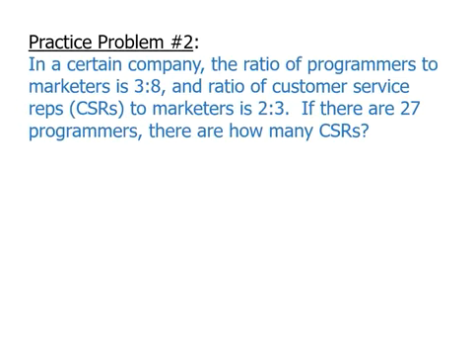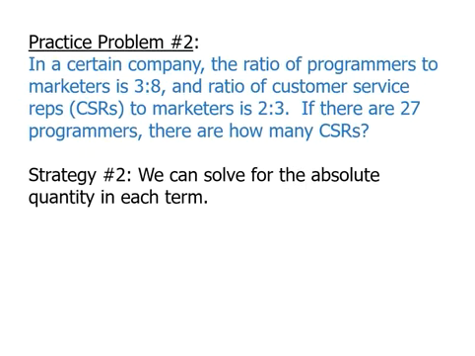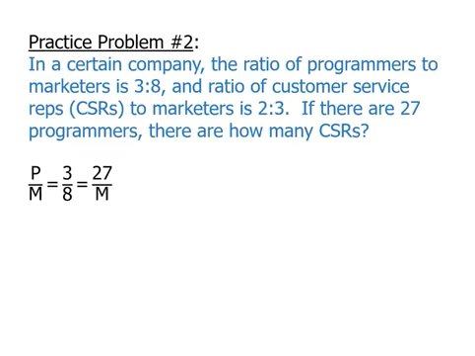Well, here, of course, we could find equivalent ratios, but also we're given a number. So the strategy we're going to use, we can simply find the absolute quantity for each term one at a time. So we're given the number of programmers, and the only ratio with programmers is programmers to marketers. So we're going to have to use this to find the number of marketers. So 3:8 equals 27 to m.